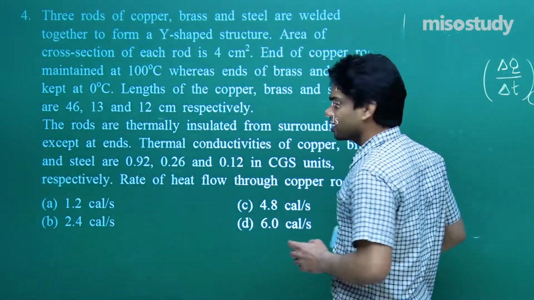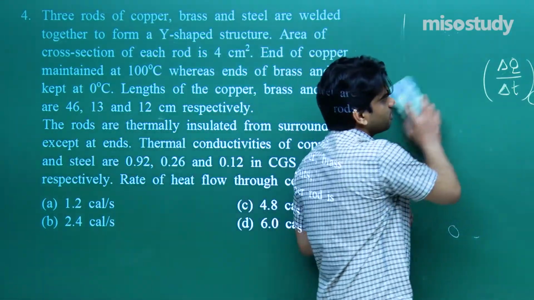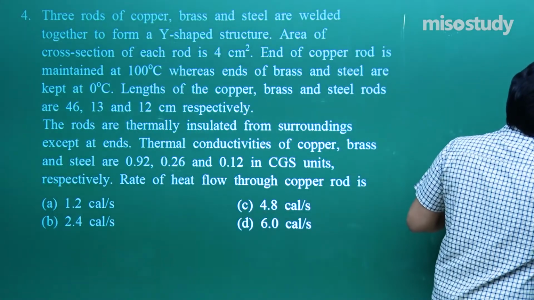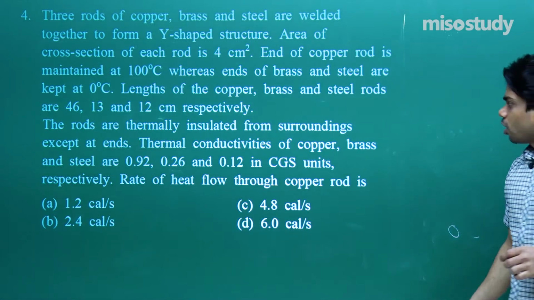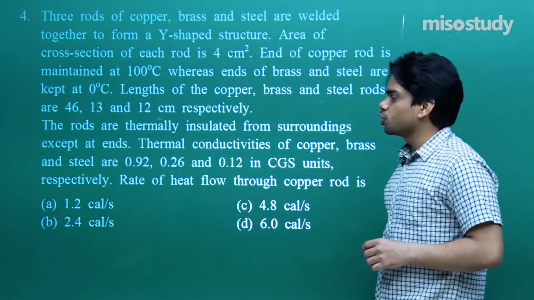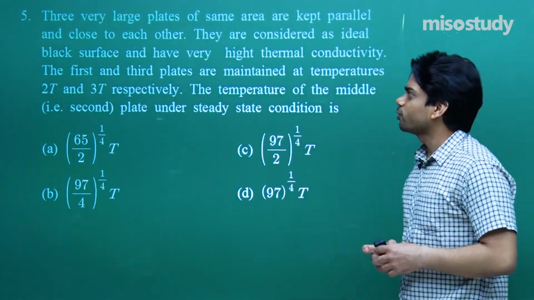Actually, it's steps you have to take to first find the junction temperature, and then you have to find out the rate of heat flow through one of the rods that has been given. Now without taking more time, let me switch to the last question of this session, that is the fifth one.